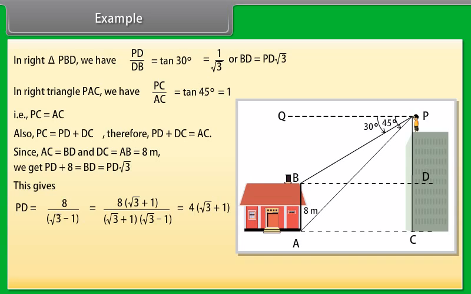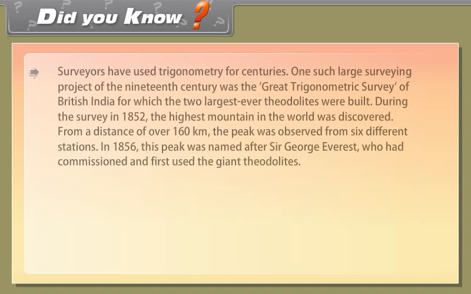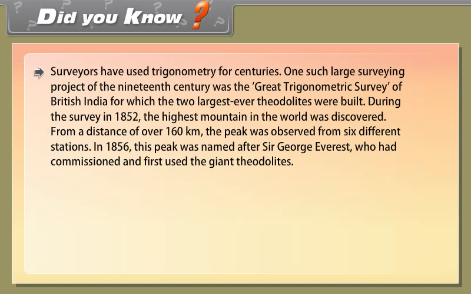In right triangle PAC, we have PC upon AC equals tan 45 degree is equal to 1. That is, PC is equal to AC. Also, PC equals PD plus DC. Therefore, PD plus DC is equal to AC. Since AC is equal to BD and DC is equal to AB, which equals 8 meter, we get PD plus 8 is equal to BD, which equals PD square root 3.